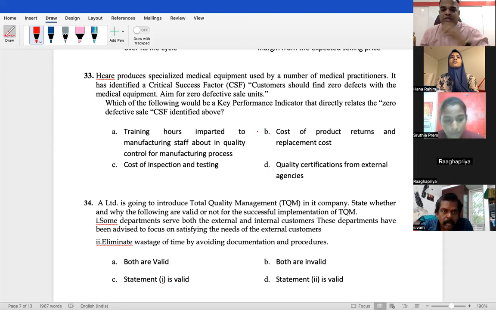So for zero defects, what is important? We have to avoid external failure. Cost of product return and replacement cost. Am I right? B is the correct answer. External failure.